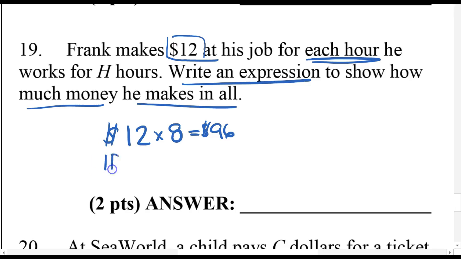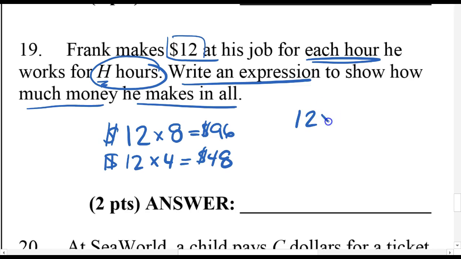Now let's say he worked 4 hours. We do 12 times 4. And that would tell us that it's $48 he made for that day. Okay? But remember, they're representing the hours with this letter H. So instead of putting a number, we would put 12 times H. And we can simplify that and just write 12H. Okay? So that would be your answer, 12H.